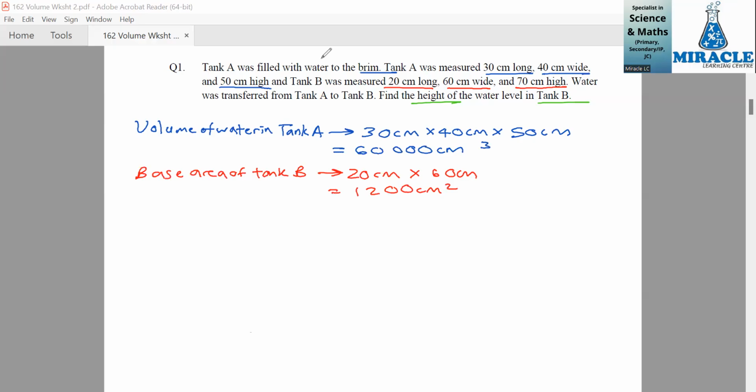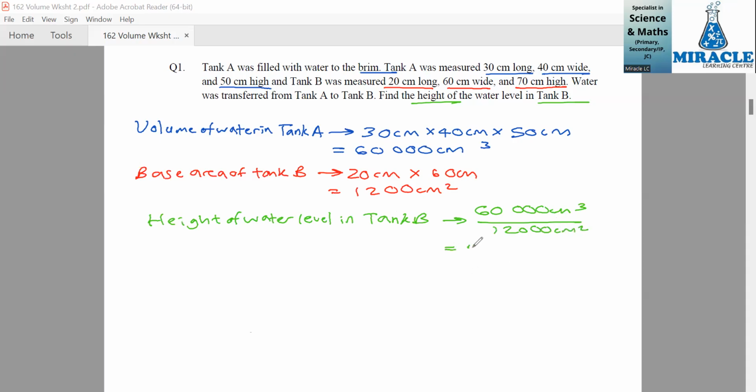So now we can calculate the height of water in tank B. So the height of water level in tank B would be the volume of water divided by the base area. So we have 60,000 cm cubed divided by 1,200 cm squared, and this gives us an answer of 50 cm. So that is your final answer for question 1.